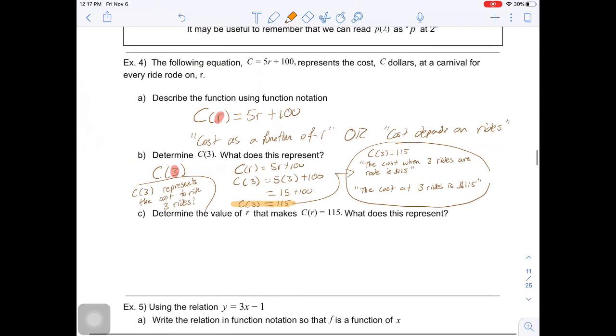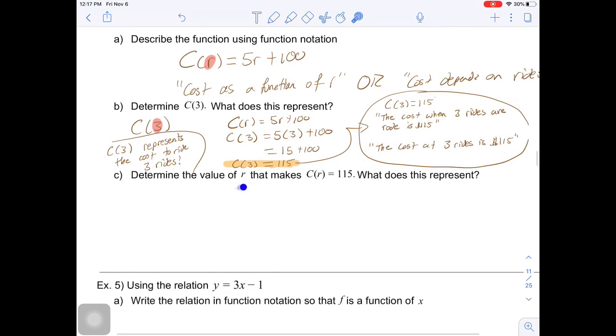Okay. Now, here's where it gets a little tough. It's kind of easy to understand that if you have a number replaced in for your independent variable, you just plug it into your equation. Now what happens when we want to determine the value of R that makes C of R equal 115? What does this represent? Remember, our equation right now is C as a function of R equals 5R plus 100.